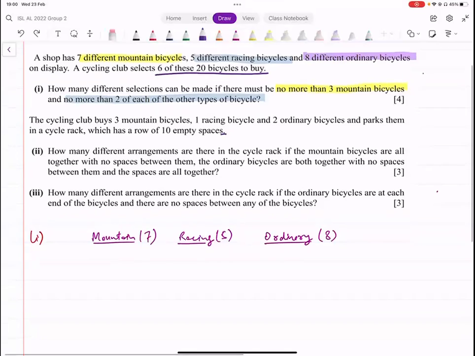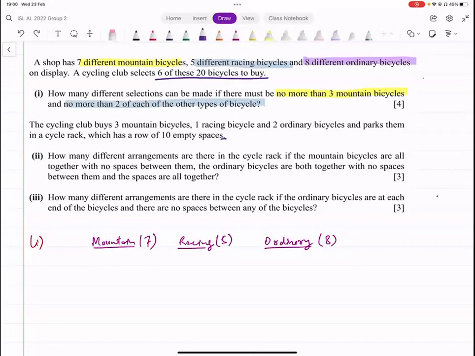Now, is it possible that we do not select any bicycle from one type? That may be possible. So, for example, let's say we do not select any mountain bicycle. That's one possibility. But then how many racing and ordinary should there be?